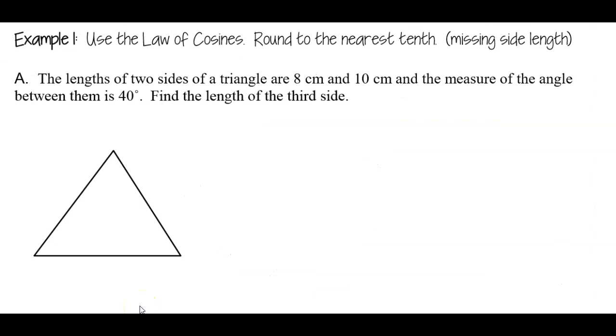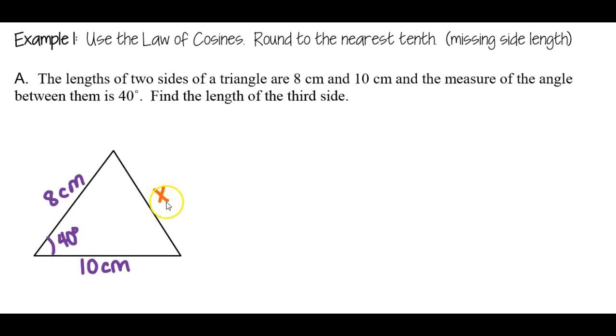Example 1. Use the law of cosines, round to the nearest tenth. This is a missing side length problem. The lengths of two sides of a triangle are 8 centimeters and 10 centimeters, and the measure of the angle between them is 40 degrees. I always find it helpful to draw myself a picture. Maybe this side is the 8 centimeters, this one the 10 centimeters, and obviously this is not drawn to scale, but the angle between them is the 40 degrees. Then it says find the length of the third side. So we want to find the side opposite of 40 degrees.